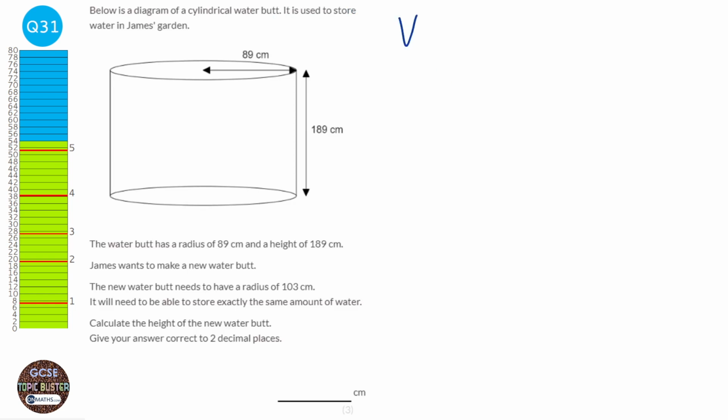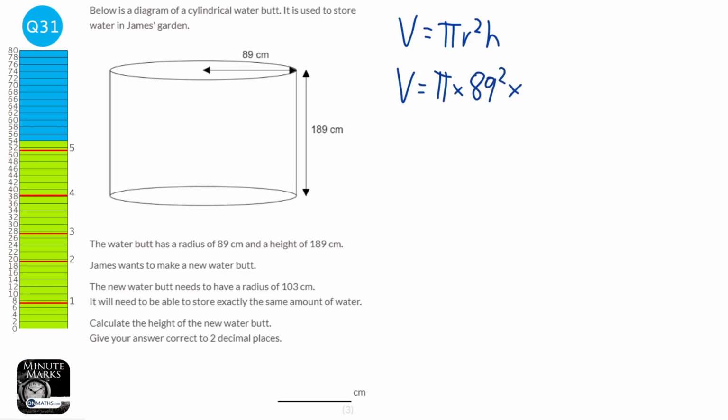So first thing to realise is that the formula for the volume of a cylinder is pi r squared h. What we need to do first of all is work out the volume of the water butt that James currently has. So the volume equals pi times the radius, which is 89 squared, times the height, which is 189. And when we do that, we get 1497,069 lots of pi. I'll keep this in terms of pi just for simplicity.